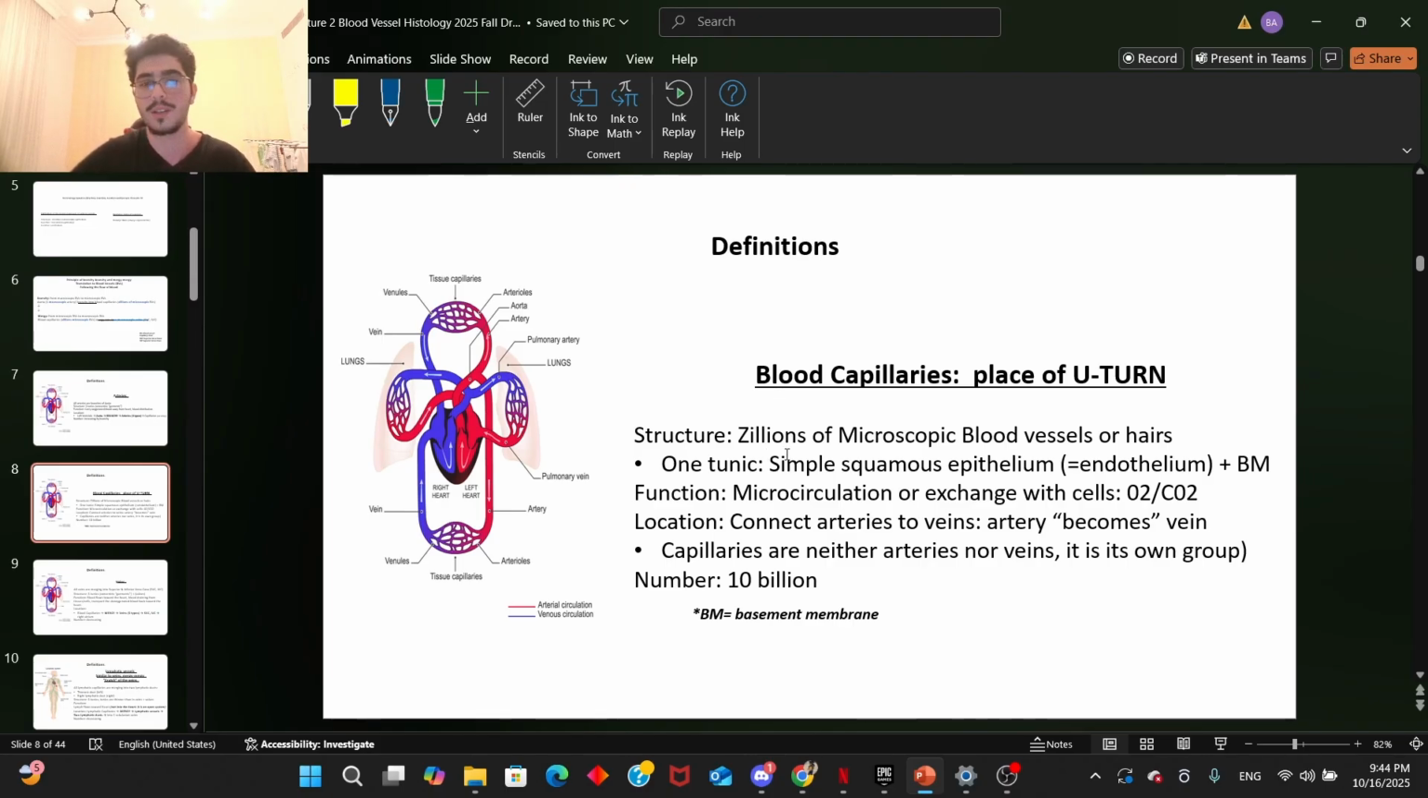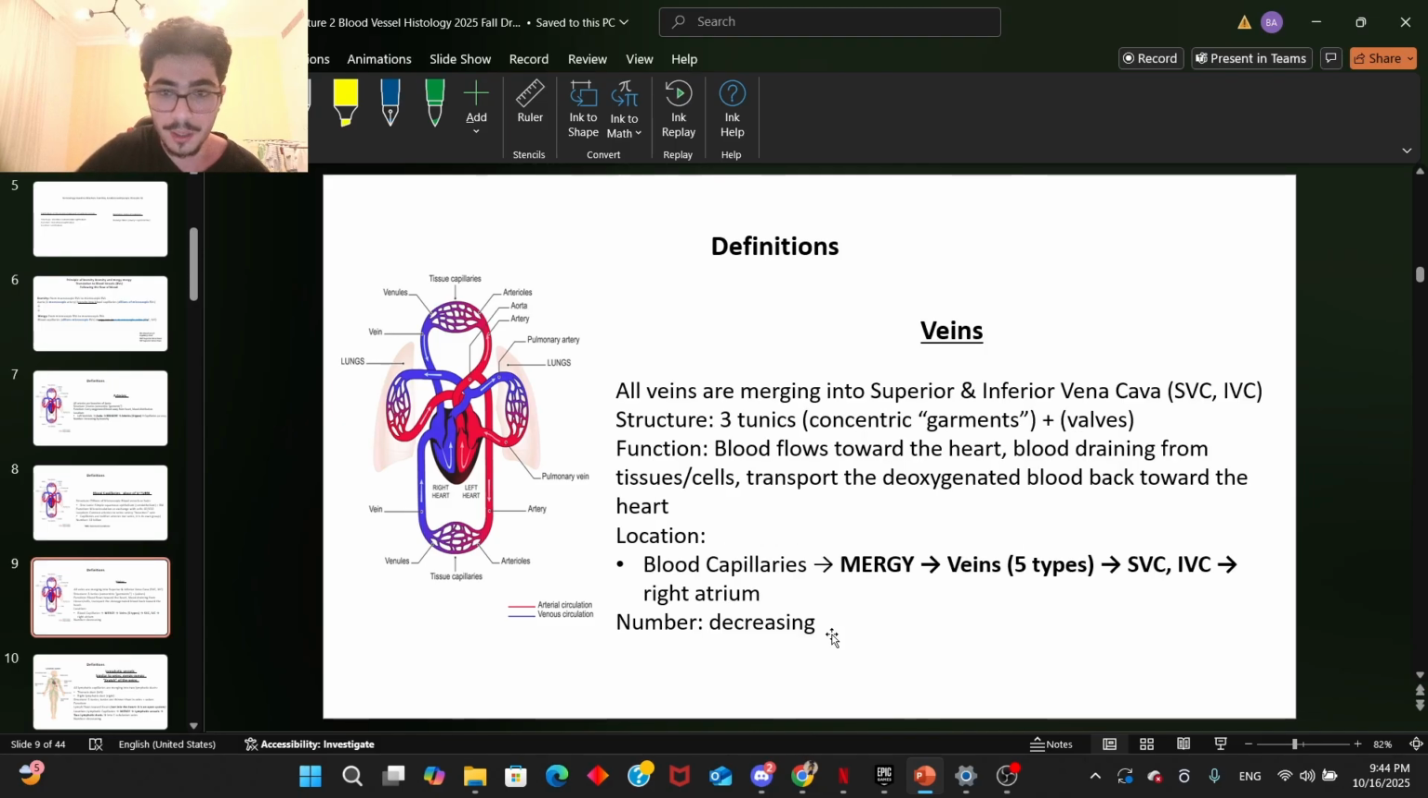We're going to talk about the layers in a bit, but tunica intima, right? Arteries contain three different layers: tunica intima, tunica media, and tunica externa. The capillaries will only have tunica intima, which is just a single squamous epithelium called endothelium. Okay? Yeah, exactly. Capillaries are not veins or arteries. They're basically just their own thing. Okay? Okay, let's get to it here.